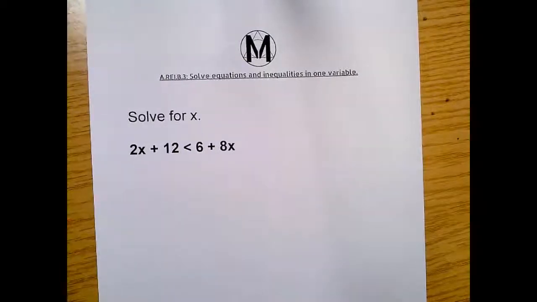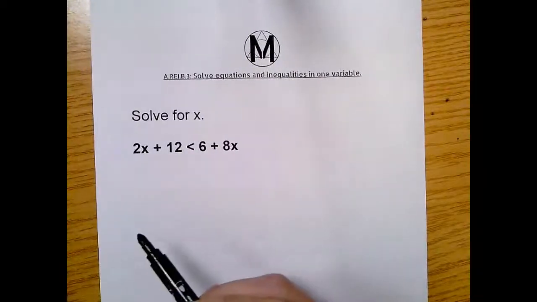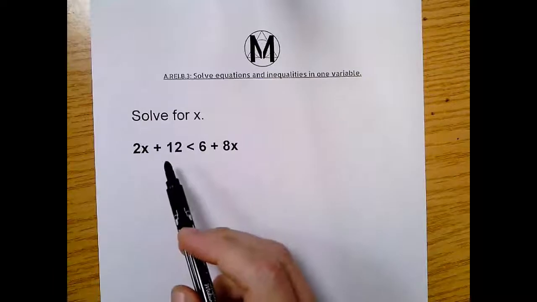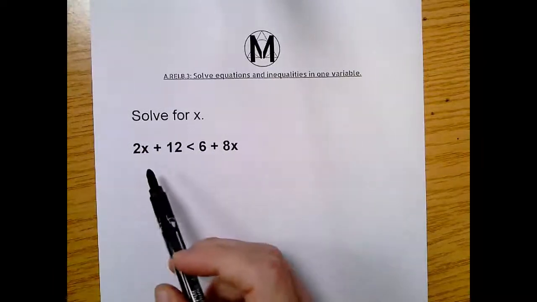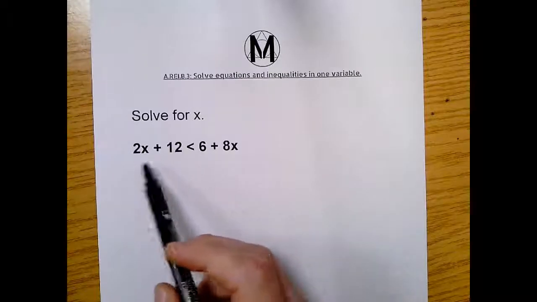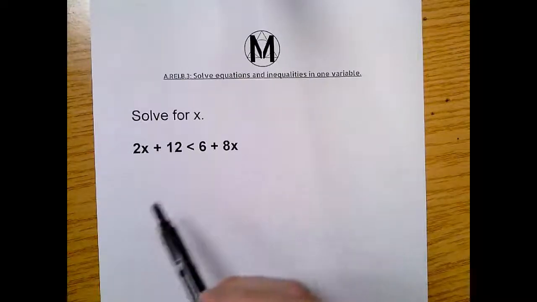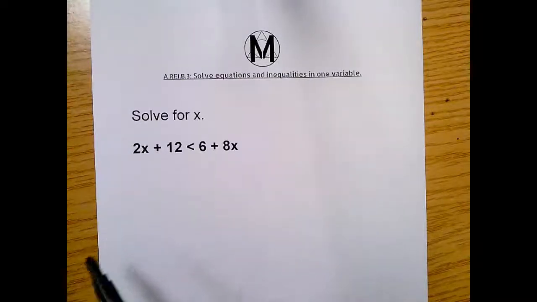All right, so usually when we tackle these problems, the first thing we want to do is combine all the like terms we can on either side of the inequality. We don't really have that option right here because 2x cannot add to 12, and 6 cannot add to 8x because they are not like terms. Okay, so let's start moving stuff around.